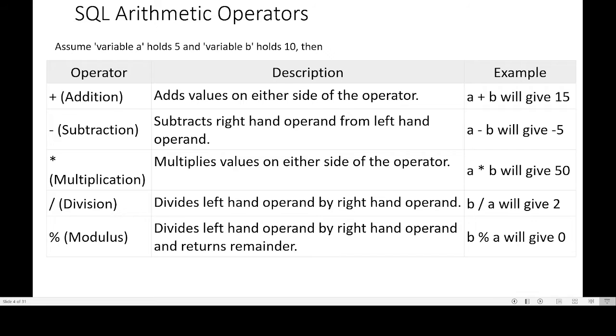In arithmetic operators, we have addition, subtraction, multiplication, division and modulus. The modulus operator is represented by the percentage symbol. The remaining ones are familiar to you: addition, subtraction, multiplication and division are all familiar mathematical operations. The modulus operation divides and gives the remainder. The value returned by the modulus operator is the remainder after division.